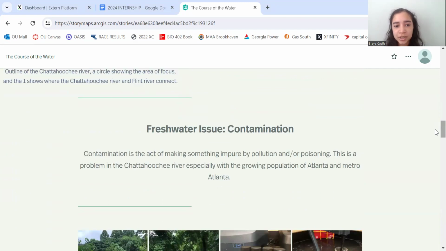So the freshwater issue that I'm going to be focusing on is contamination. Contamination is the act of making something impure by pollution and or poisoning. This is a problem in the Chattahoochee River, especially with the growing population of Atlanta and Metro Atlanta.